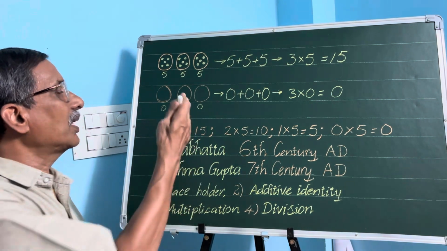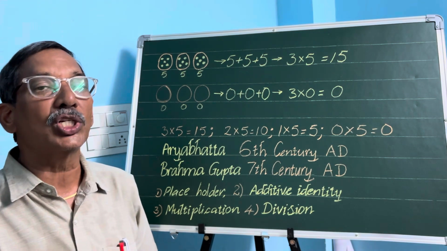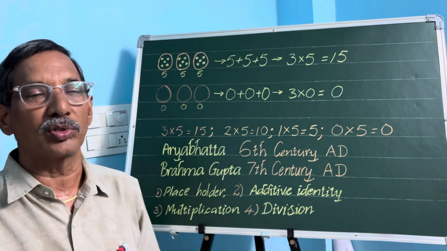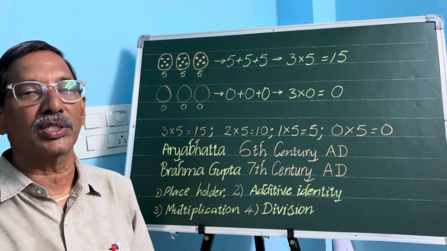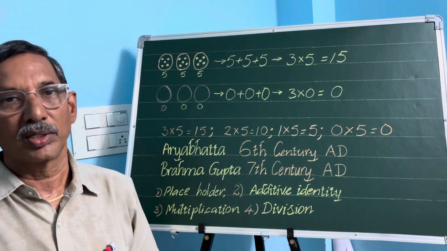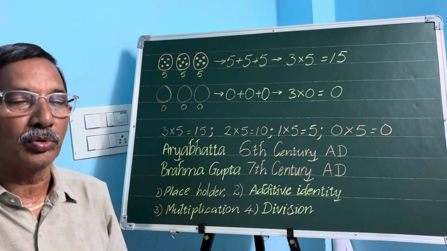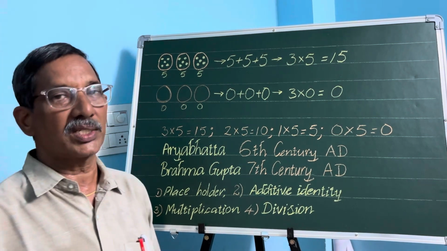Take for example, if there are 4 plates containing 0 marbles, then 4 into 0 is 0. 5 plates, 5 into 0, 0. 100 plates, 100 into 0, 0. So we can say that when a number is multiplied by 0, the product is 0.